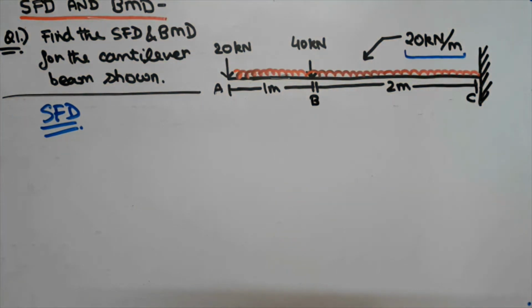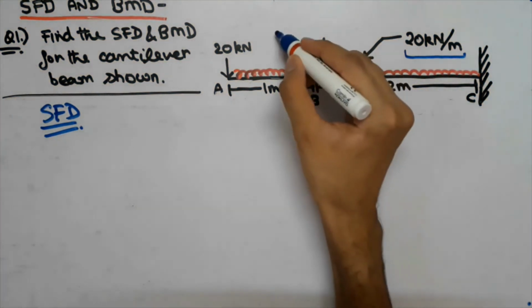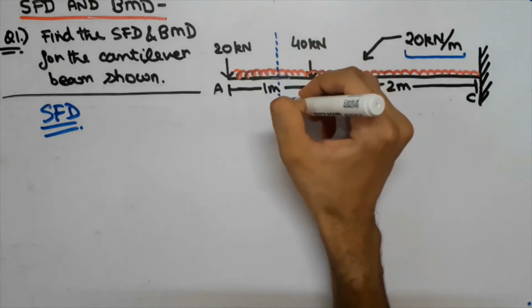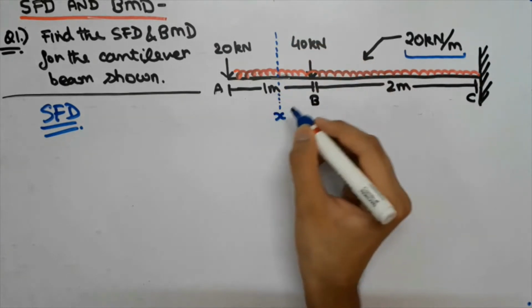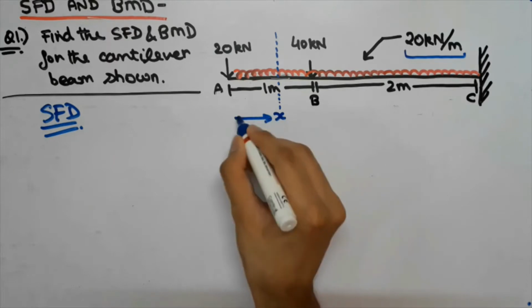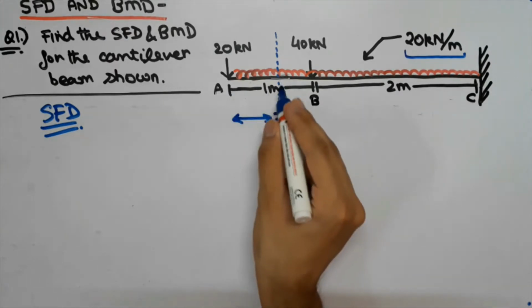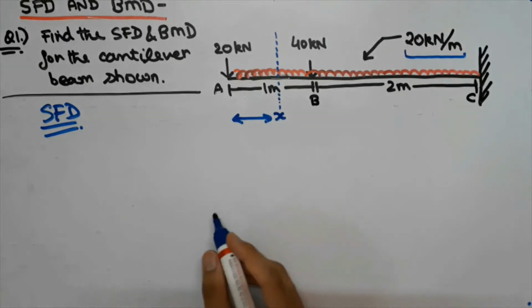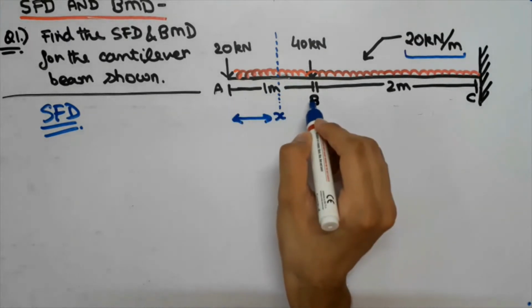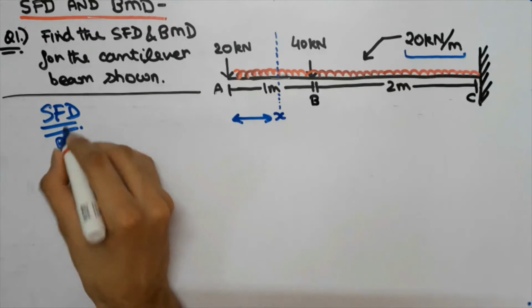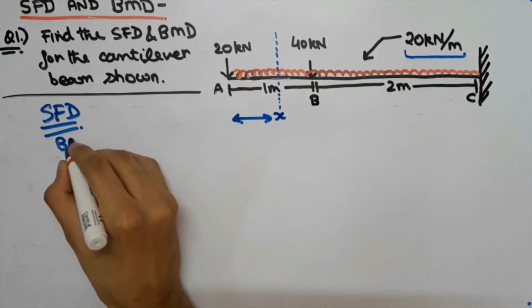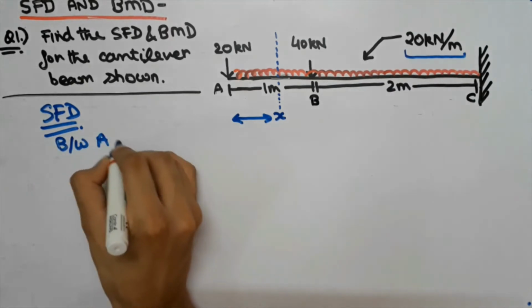Now guys, in order to find SFD, first of all we will consider an element or a part of this rod to be at a distance x from A. Let us say this is distance x from the A part to this point. So first of all, we are going to look between A and B portions of the beam. That is, first of all, we will find for portions between A and B.